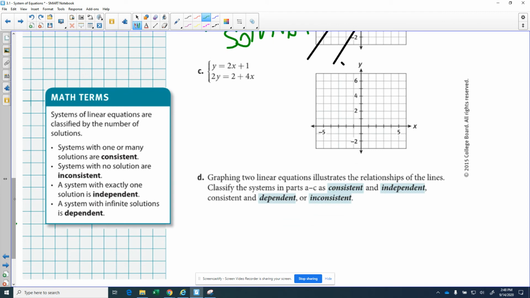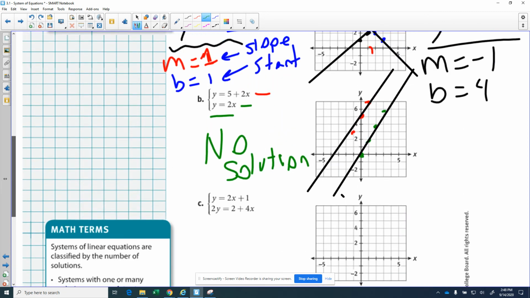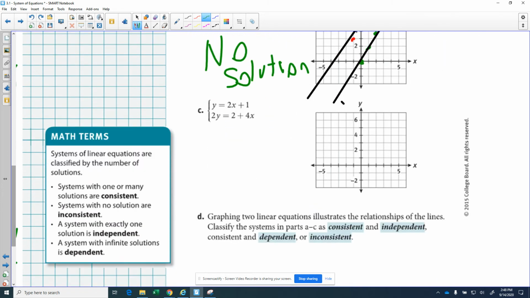So once again, we run into a second problem. When we graph it out and get values like this that have the same slope and have parallel lines that never cross, you can't have a solution for that one either. Let's talk about our next one.